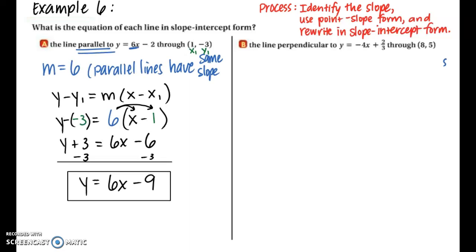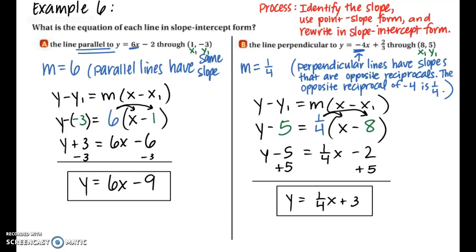Part A, we need to find the line parallel to y equals 6x minus 2 through the point (1, -3). First thing, I know it's parallel, so that means the new line is going to have the same slope, which is 6. So I substitute 6 in for m. I also label the coordinate point that we're given, which is (1, -3), so that's (x1, y1). I substitute that point into the equation, I simplify, and I get y equals 6x minus 9 for the first equation in slope-intercept form.